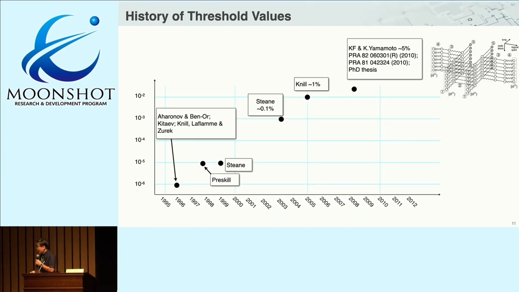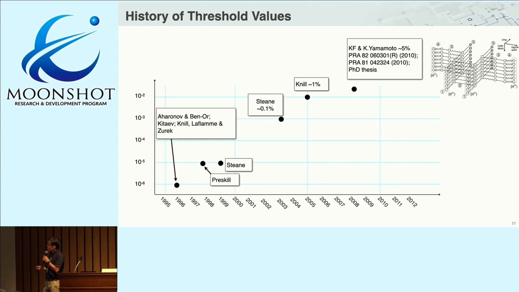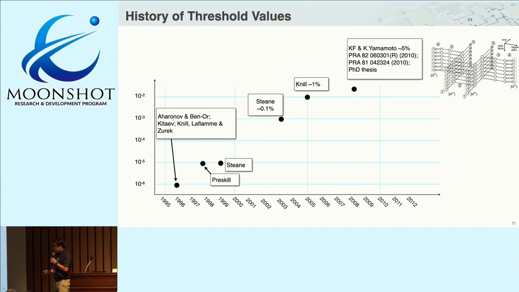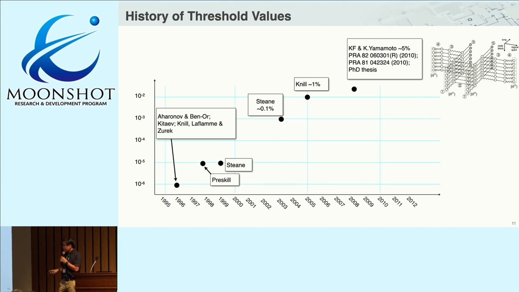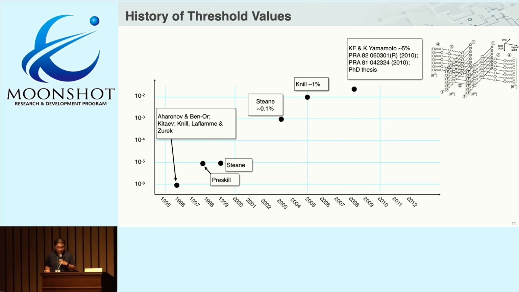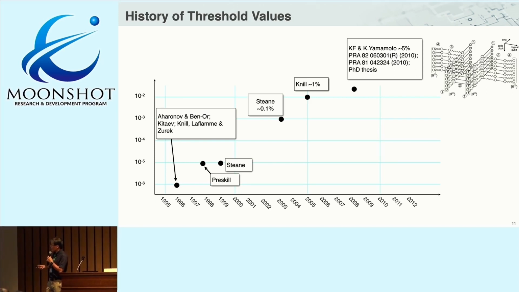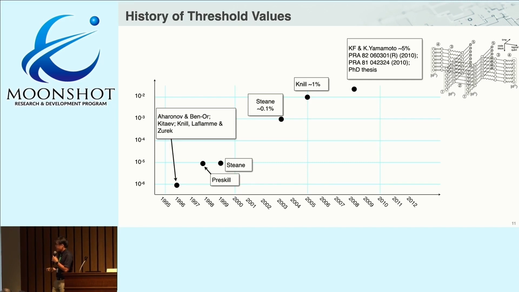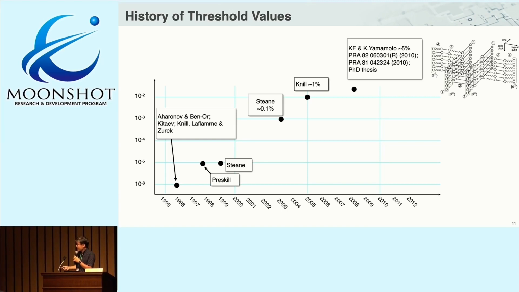So here, I will show the history of the threshold value. In the beginning of fault-tolerant quantum computing, the threshold value was very small, something like 10 to the minus 6. But the fault-tolerant scheme has been improved further and further, and the threshold value has improved. For example, in 2005, Emanuel Knill proposed post-selected fault-tolerant quantum computing, whose threshold value is around 1%.